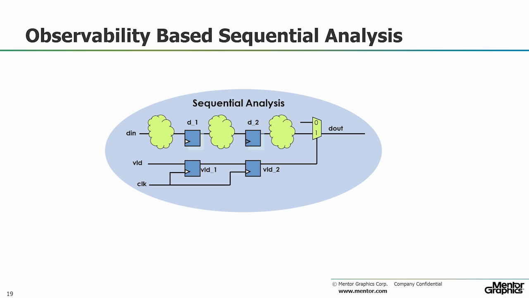Observability-based clock gating would identify these redundant writes and add a suitable gating condition for the register D2 based on the signal VLD1. And similarly, based on the signal VLD for the register D1. The redundant reset removal capability is also based on the observability-based sequential analysis. Observability-based sequential analysis works based on the concept of ODC conditions in the design.